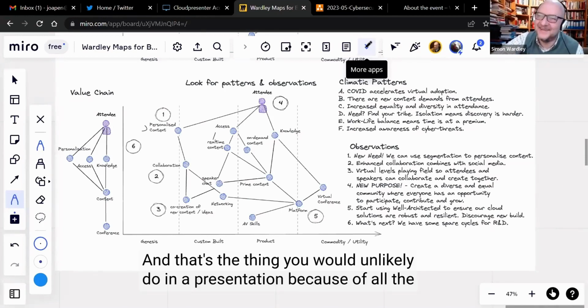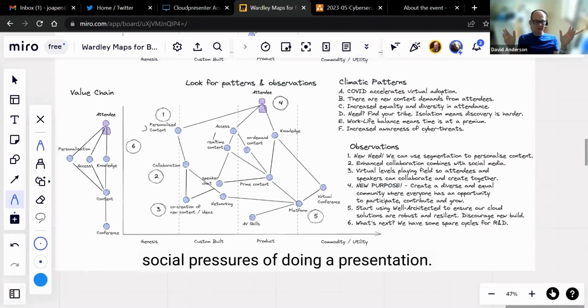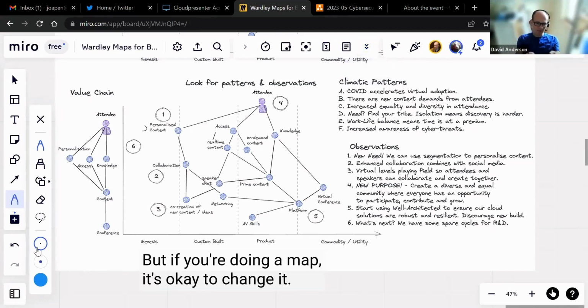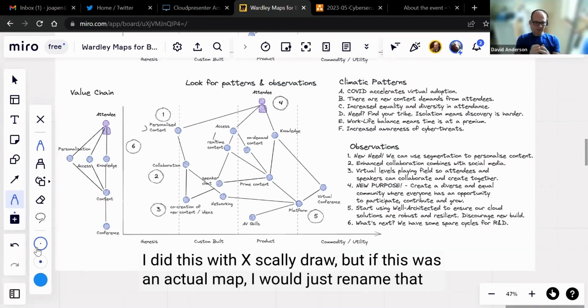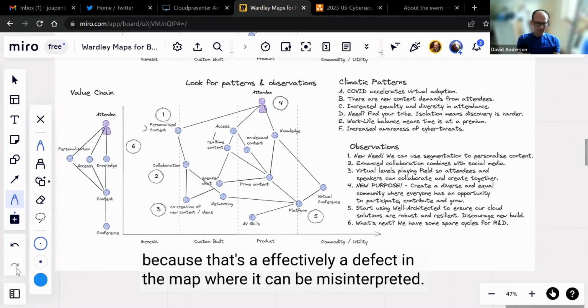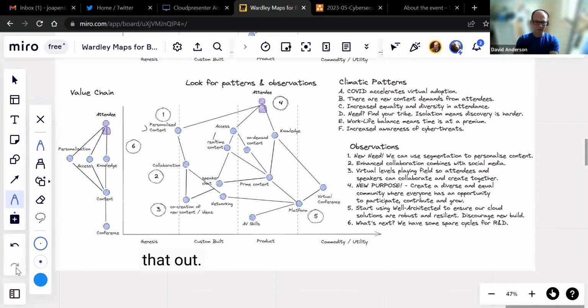Absolutely. And that's the thing you would unlikely do in a presentation because of all the social pressures of doing a presentation. But if you're doing a map, it's okay to change it now. This is just an image in Miro. I did this with Excalidraw. But if this was an actual map, I would just rename that because that's effectively a defect in the map where it can be misinterpreted. So we'll sort that out.